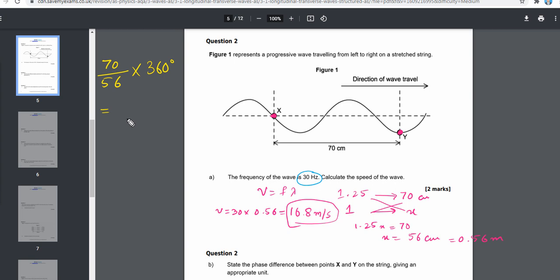I'll just do some working. 70 over 56 times 360 would be equal to 450 degrees. We can say that the phase difference between these 2 points is 450 degrees, or we can subtract 360 from 450, and that will also be considered as the phase difference, which is equal to 90. So both answers are correct, either 450 degrees or 90 degrees. Now let's move on to the next part.